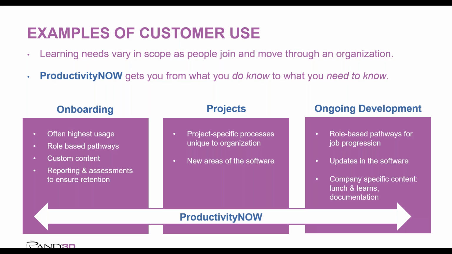What we find usually is there are three sort of categories where people are having high usage, or three different kinds of events where the Productivity Now site can be of a lot of value to organizations. So the first category is definitely onboarding. When you've got people coming into the organization, we often see that this is the highest usage for the site.